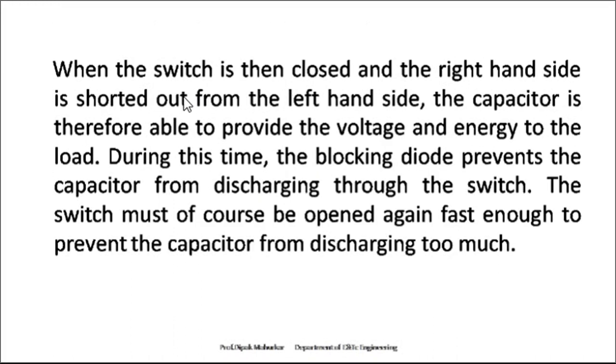When the switch is then closed, the right hand side is shorted out from the left hand side. The capacitor is therefore able to provide the voltage and the energy to the load. During this time, the blocking diode prevents the capacitor from discharging through the switch. The switch must of course be opened again fast enough to prevent the capacitor from discharging too much.